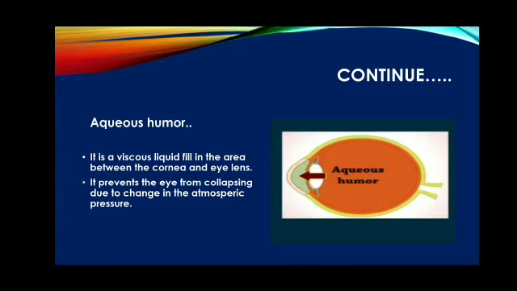Now let's go to another topic, that is aqueous humor. It is a viscous liquid filled in the area between the cornea and eye lens. It prevents the eye from collapsing due to change in the atmospheric pressure.